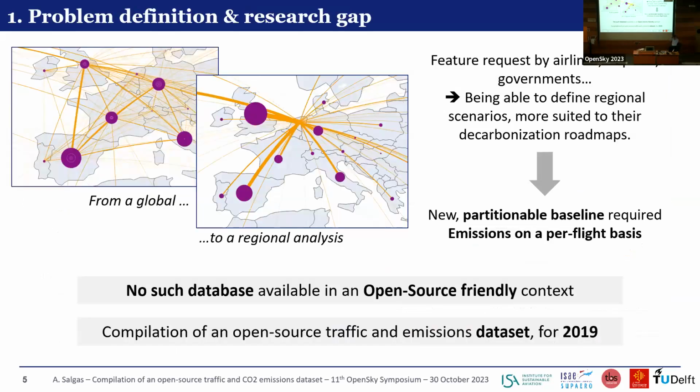So the fact is, right now, aeromaps is only available for worldwide analysis, and a feature that was requested by airlines, airports, and government was to be able to refine the analysis. For example, to be able to do the decarbonization strategy of Europe or France or of a given airport.